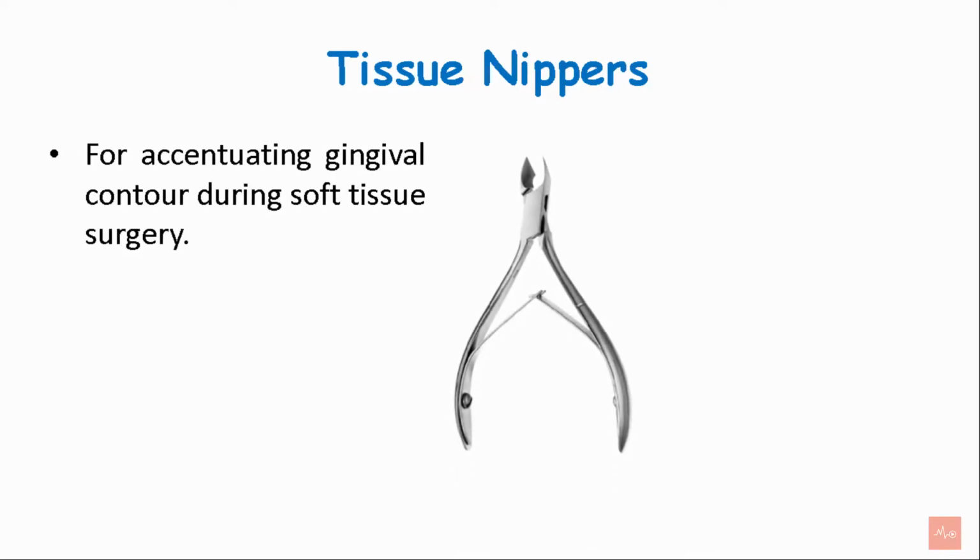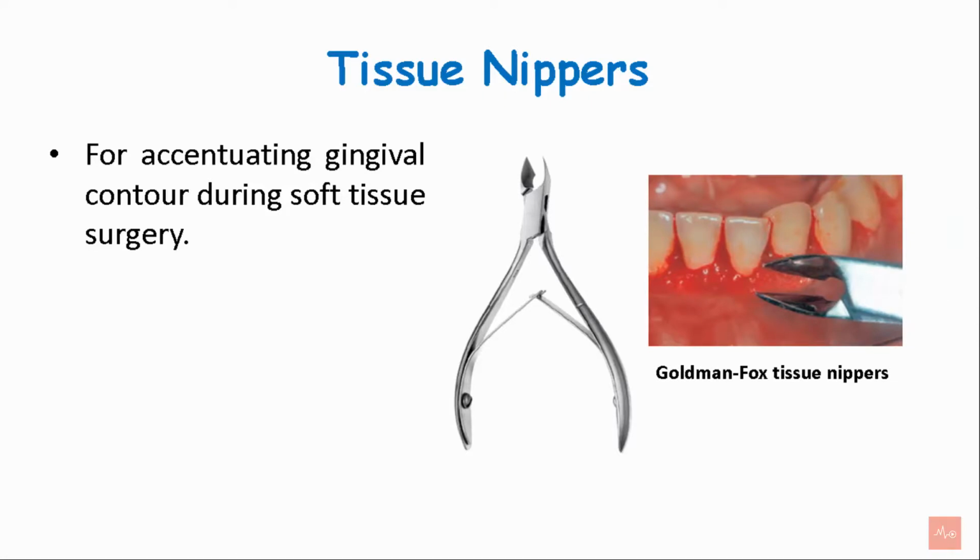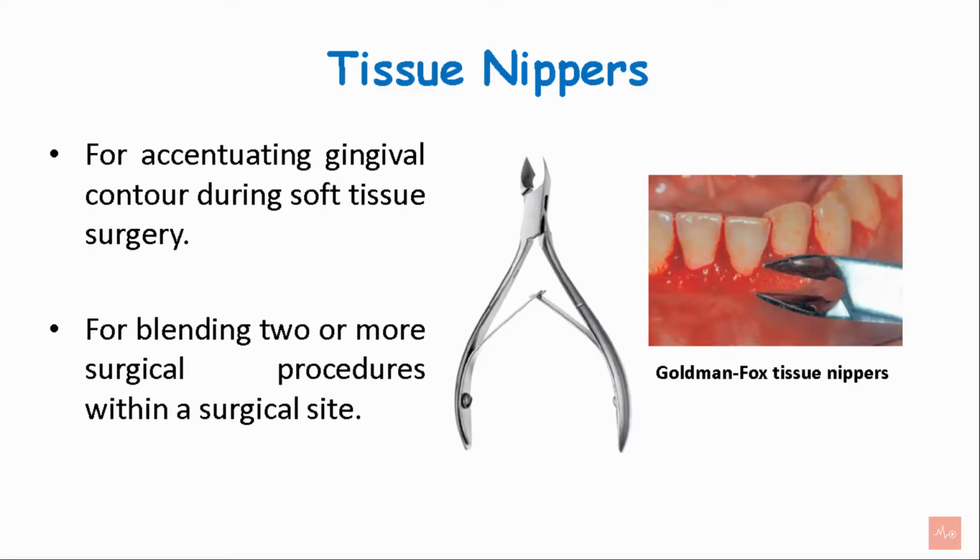Tissue nippers. These are used for accentuating the gingival contour during soft tissue surgery. This image represents the use of Goldman-Fox tissue nipper to recontour the soft tissue. It can be used for blending two or more surgical procedures within a surgical site.